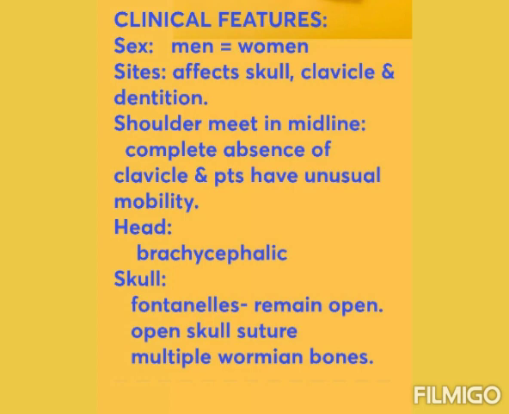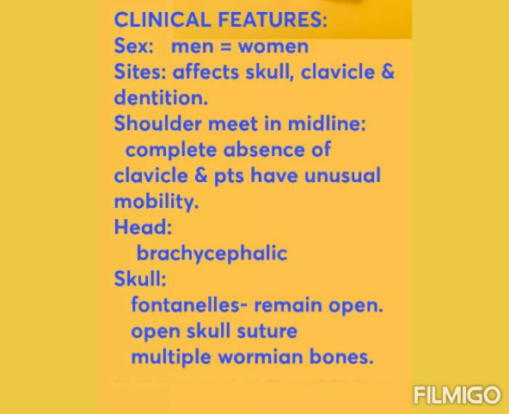The first one is the shoulder. Normally the shoulders would not meet in the midline. Here, the cleidocranial dysplasia patient can move their shoulders because there is a complete absence of clavicle, and patients have unusual mobility. So they can bring their shoulders forward until they meet in the midline.